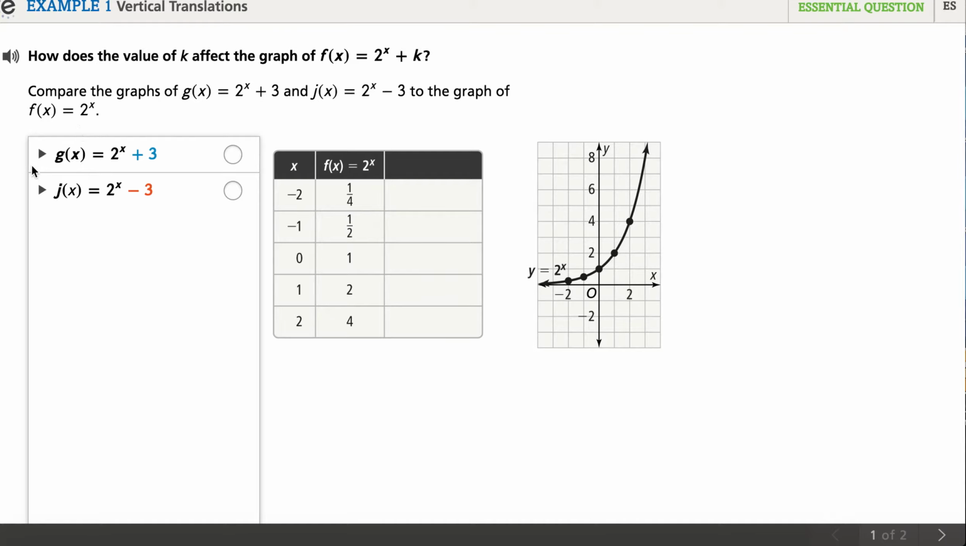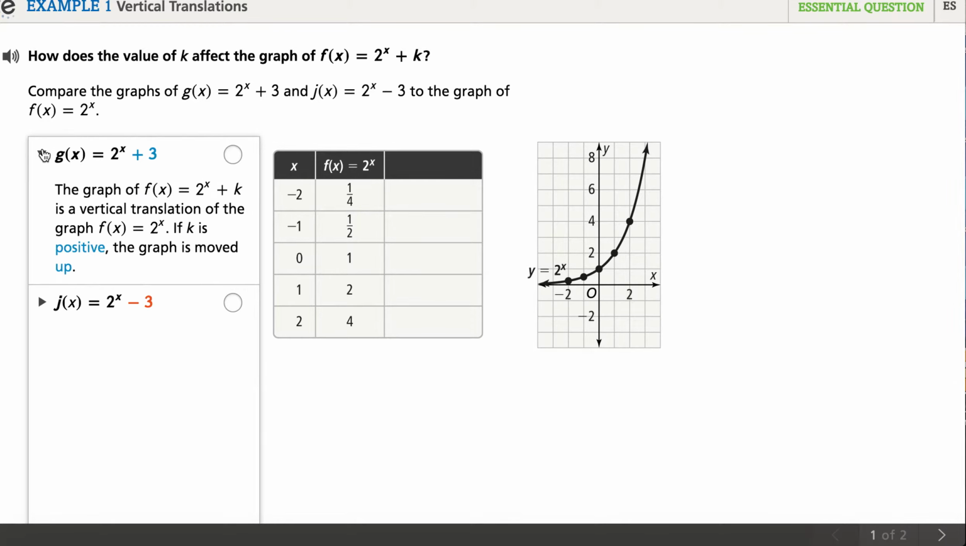Let's see now. The function g of x is equal to 2 to the power of x plus 3. What happened to the graph compared to the parent function, which is f of x equals 2 to the power of x, and function j of x equals 2 to the power of x minus 3? Now we're going to see the vertical translation. What happened when k is positive and what happened when k is negative? How is the graph shifting or translating?